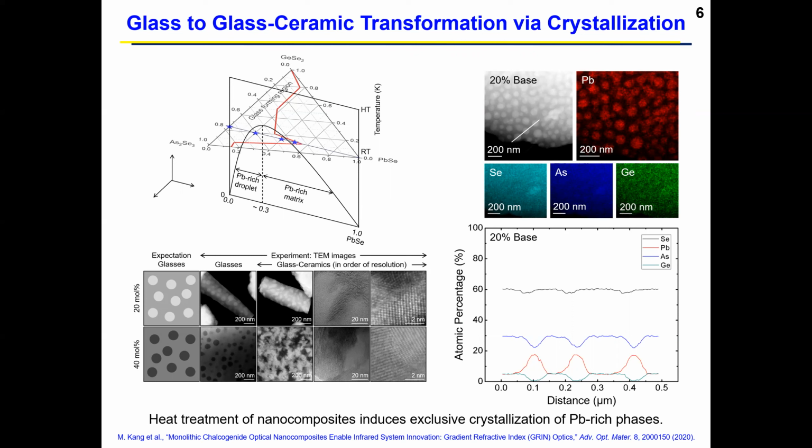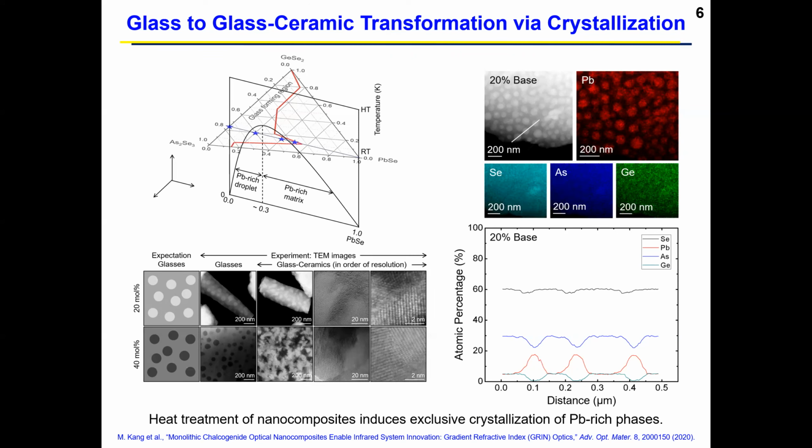Since the lead rich regions have been experimentally demonstrated to be energetically unstable, external stimulation such as heat treatment can easily make them exclusively crystallize, while the lead deficient regions still remain glassy. We can clearly see those transitions in these TEM images on the bottom, where the initially spear-shaped features have asymmetric boundaries when heat treated.